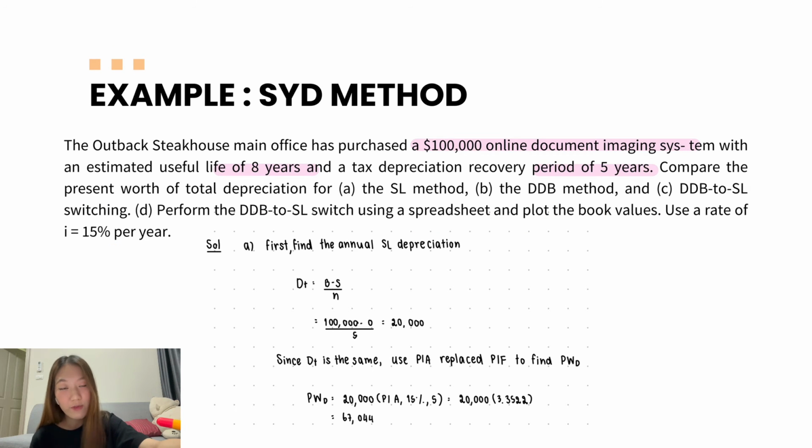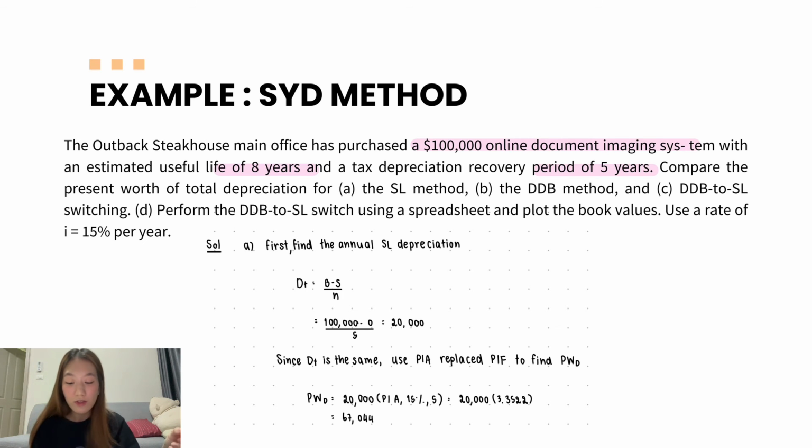For the example, the Outback Steakhouse main office has purchased a $100,000 online document imaging system with an estimated useful life of 8 years and a tax depreciation recovery period of 5 years. Compare the present worth of total depreciation for A, the SL method; B, the DDB method; C, the DDB to SL switching method; and D, perform the DDB to SL switching using a spreadsheet and plot the book value, using a rate of i equal to 15% per year.